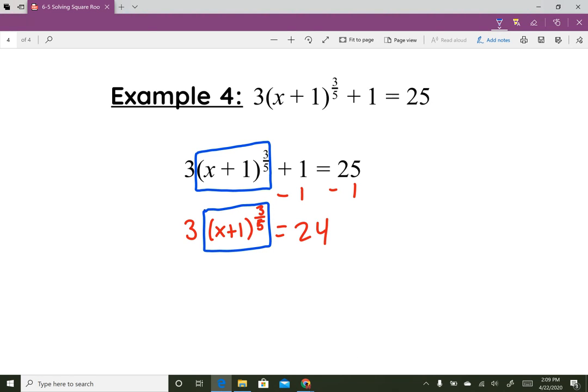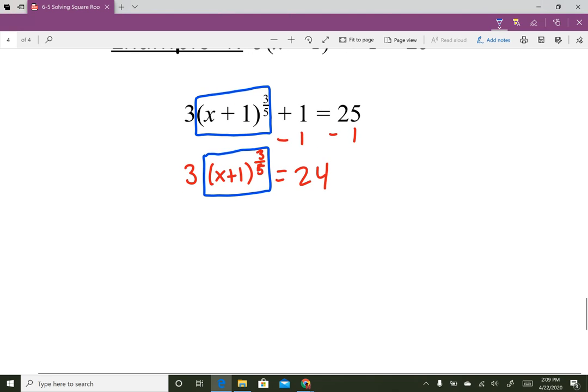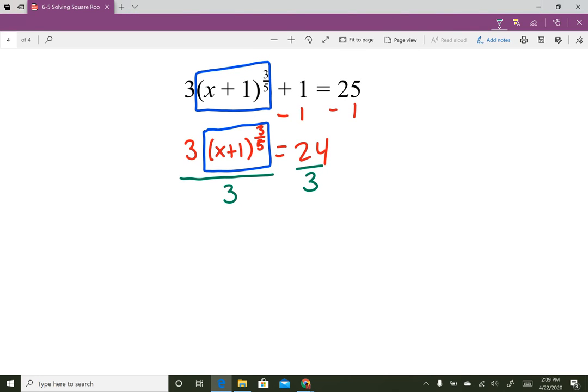Is the expression I'm looking to isolate isolated yet? No, because if you look on the outside of this box, there's a 3 right there. Not cool. We got to get rid of that. So I'm going to divide both sides by 3. Don't you dare add it, subtract it, multiply it. The only thing you can do is divide. That's why I did it. So I'm left with (x plus 1) to the 3 over 5 is equal to 24 divided by 3.